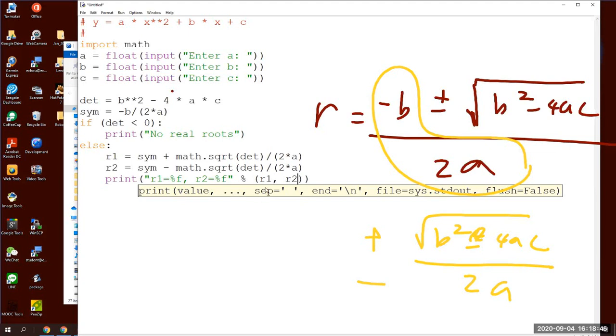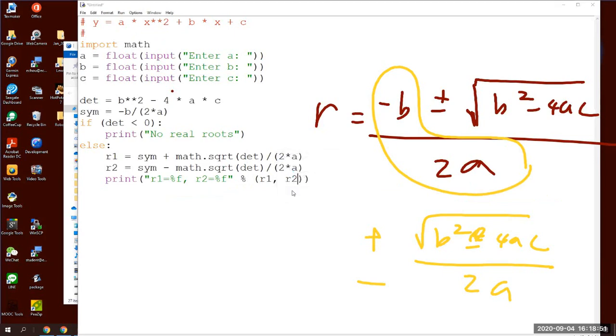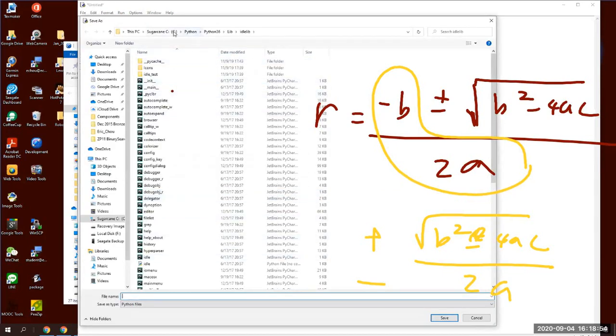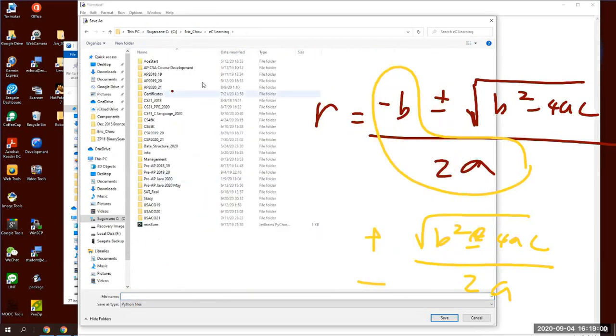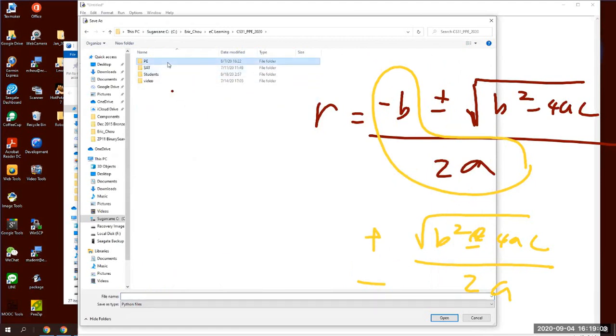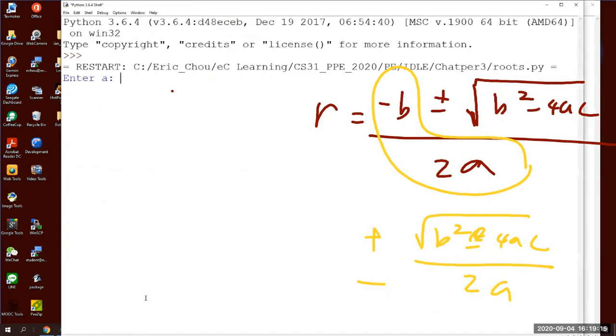So this is probably a little bit too hard for some of you, but I just try to finish it, okay? So let me save this. If you don't know, don't worry, you have not learned the math yet. So chapter 3, I put this one called roots. So if I enter 1, 2, 1, I should have minus 1 as the root. Is that okay?